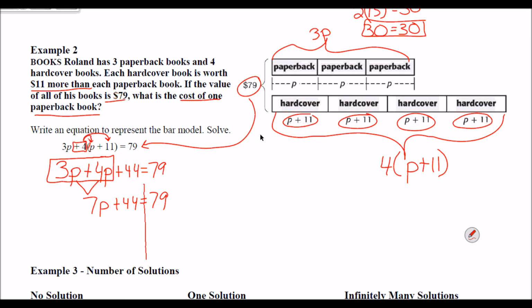I now am ready to draw my line because I have a two-step equation, and I'm ready to solve that. So the 44 needs to move by using subtraction. So the 7p is equal to 35. I want to divide each side by 7, which gives us a final answer of p equals 5. I'm going to go back up and read that last sentence and see what it's asking us to find. It says, what is the cost of one paperback book? So I now know that because this is a word problem, it's going to cost $5 for each paperback book.